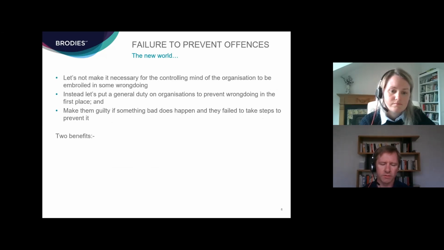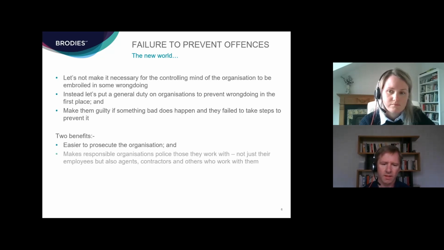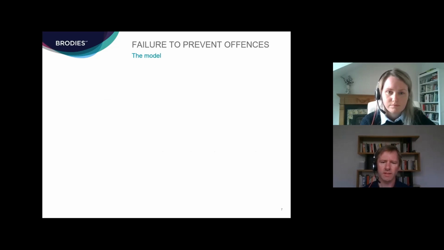And that gives you the two benefits, the reverse of the last position. First of all, it's easier to prosecute the organisation because it has a duty to comply with. If it doesn't comply with that duty, it starts from a guilty position. And equally, the good governance point is then met because if you have this failure to prevent approach, it means that responsible businesses, responsible organisations will not only look after themselves, but they'll also police those they work with. So they'll make sure their employees, their agents, their contractors and others that work with them are all doing the right thing because that responsible entity knows that if it doesn't police others, it may also be guilty of an offence. So that's the starting point.